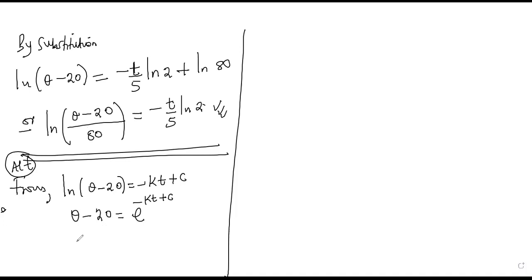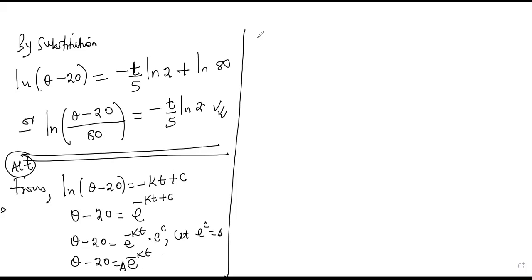Now here, theta minus 20 is equal to, of course, if I'm adding, it means it is e power negative kt times e to the power c. I can let e to the power c be equal to a certain constant, maybe capital A. So theta minus 20 is e to the power negative kt times A, so A e power negative kt. And me, I love this approach very much.